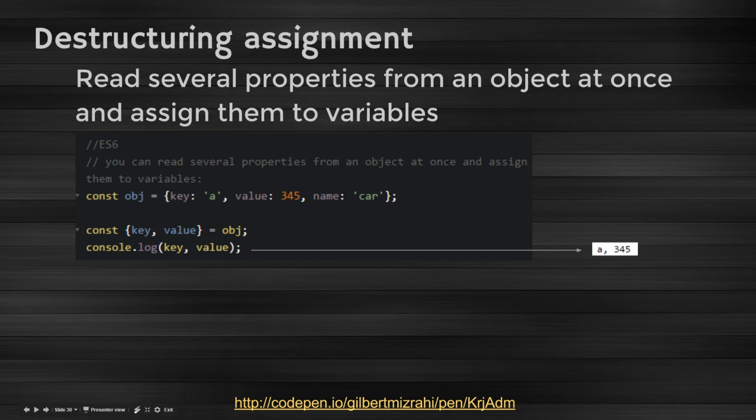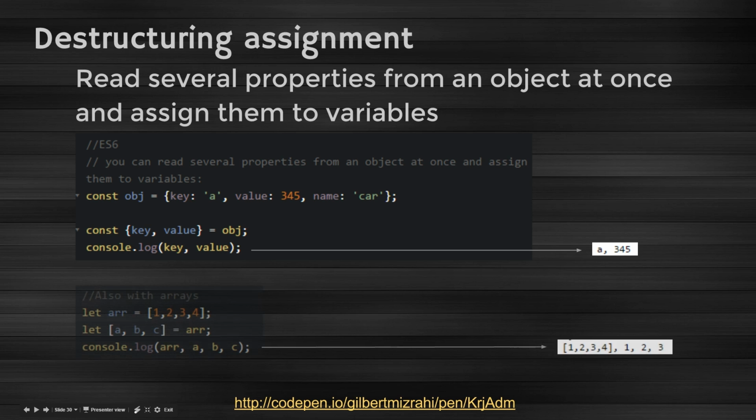So we define a const as an object, and we assign the value of objects here. But this object has key, value, and name, and because I am creating this const with key and value, if I look at those things, I get A and 345 as you should expect. So this is very cool because it makes life much easier when doing this kind of assignment. And it also works with arrays.